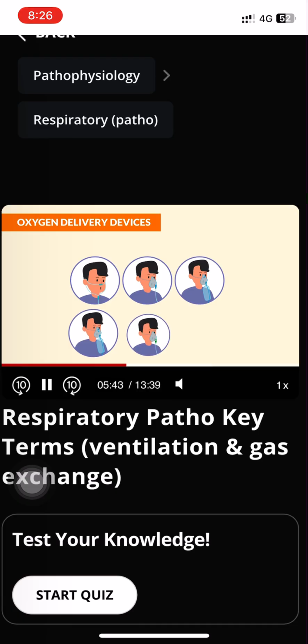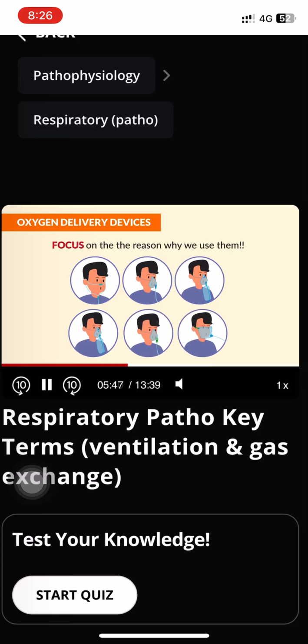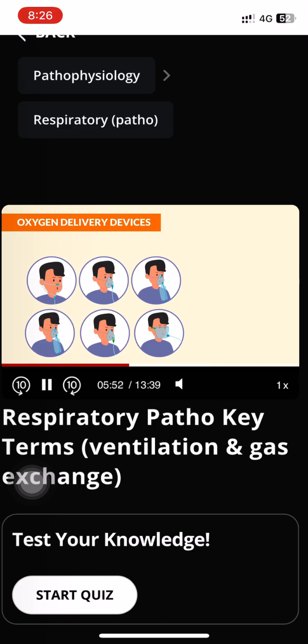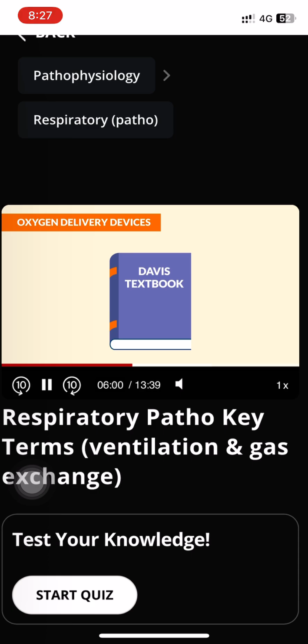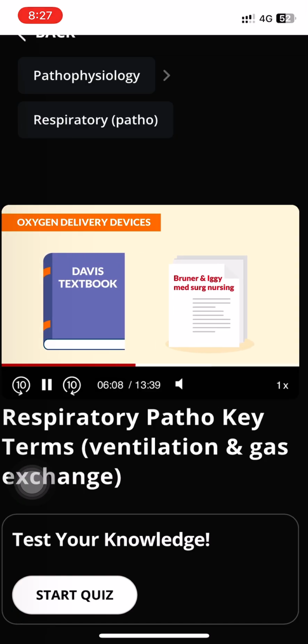Okay, now finally, for the big list of oxygen delivery equipment, I recommend focusing on the reasons why they are used, and don't get hung up on the percentages here directly, since it's not highly tested. And a little side note here, many textbooks vary on their numbers in terms of percentages. So our numbers were taken from 3 different textbooks, the Davis textbook and cross-referenced with Brunner and Iggy MedSurg nursing texts.